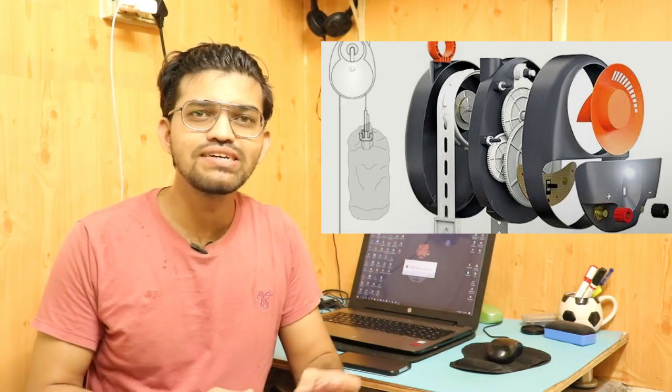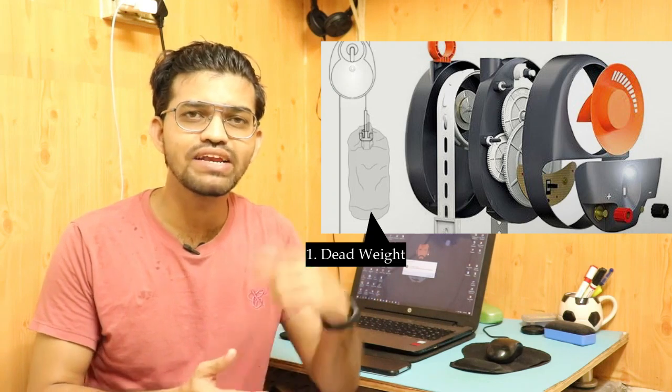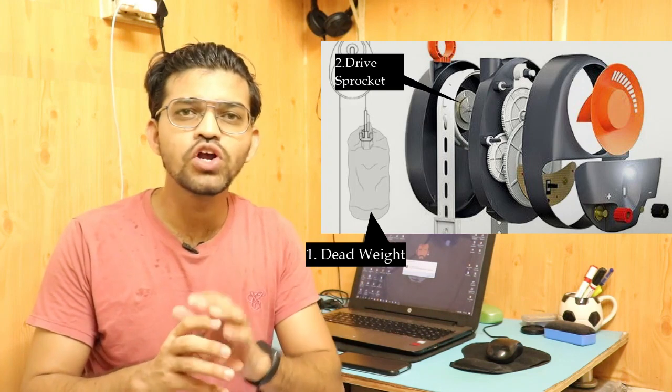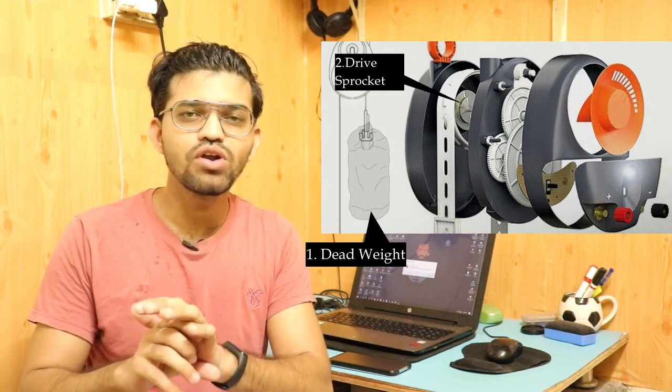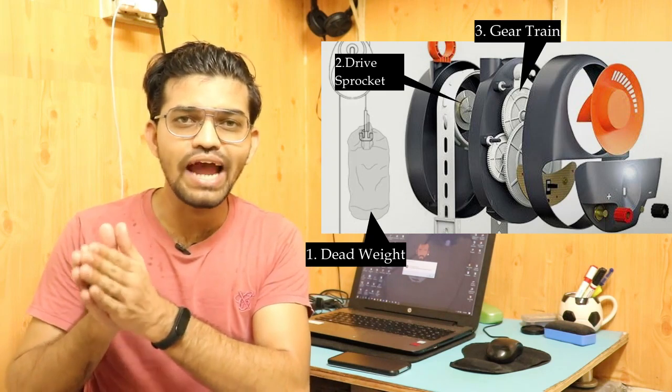In the case of the gravity light, there are four essential components. The first component is the dead weight. This weight is around 12 kg, and it is lifted to a particular height. The second one is the sprocket, or we can call it the drive sprocket. This drive sprocket is connected to the gear train. That will be the third basic and important element.